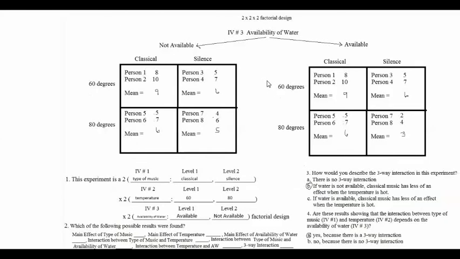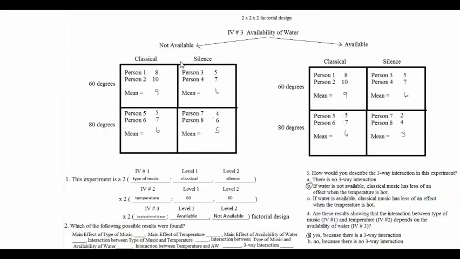So we had a 2 by 2 design and a 2 by 3 design. Now we have a 2 by 2 by 2 design. I filled in all of these cell names for all 8 boxes. And we have 2 different types of music, 2 different temperatures.